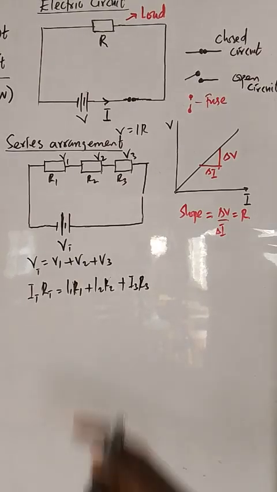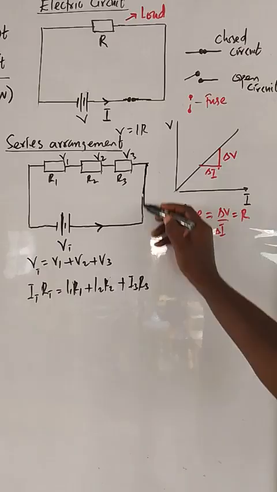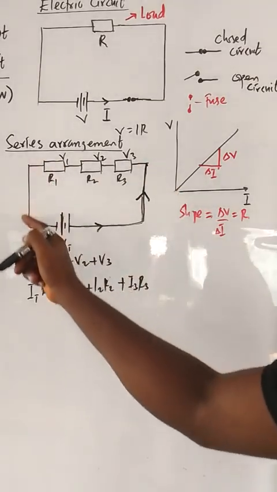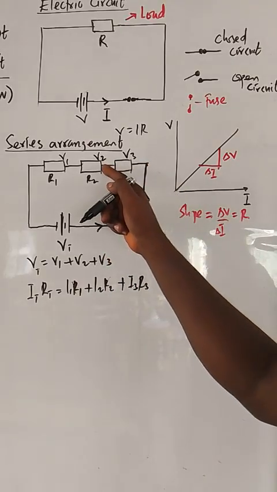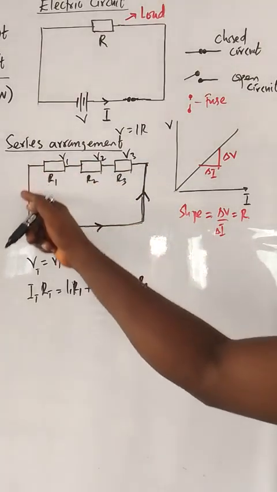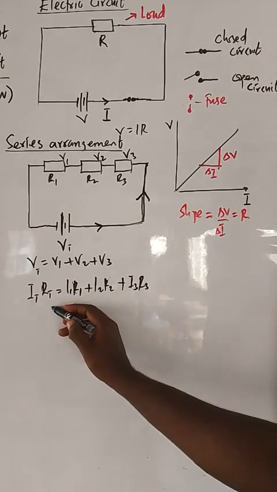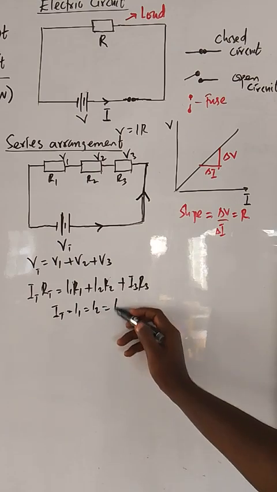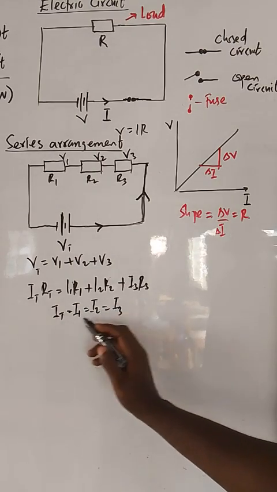But note this. When resistors are in series, the same current flows through them. So if the current here is 2 amperes, what passes through R3 will be 2, R2 2 amperes, R1 2 amperes, it will come back here. So it means the total current in the circuit, I total, equals I1 equals I2 equals I3. They all have equal what? Current. Total current is not split.